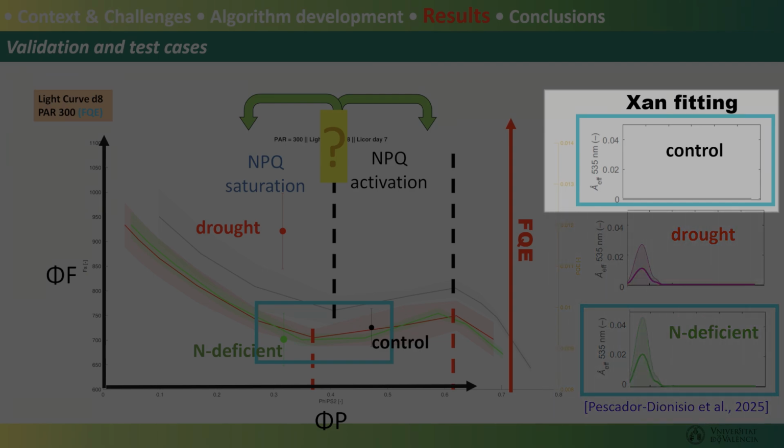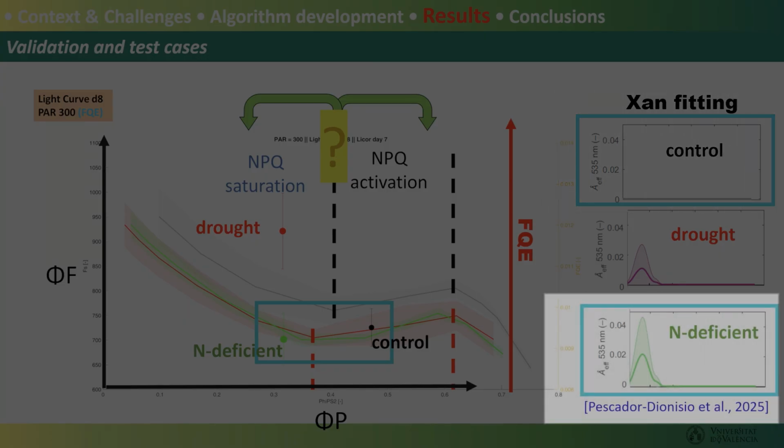We cannot distinguish this based on FQE, but when you look at the spectral fitting results, you see that in the control plants, we could not fit the bump of the xanthophylls, while in the case of nitrogen deficiency, we could.